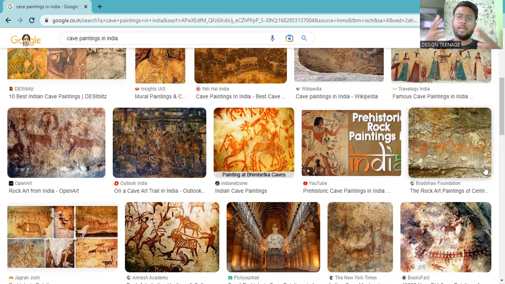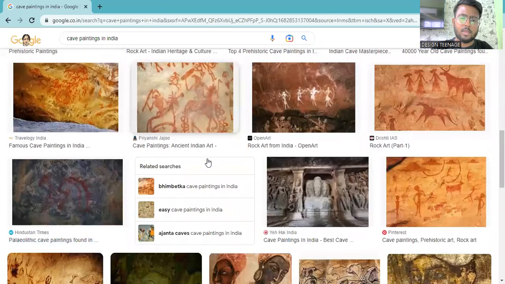The extracts were from the various pigments that are available in nature, from different plants. With the help of those pigments different colors were produced, and with that these paintings were done. So these are some of the beautiful examples of cave paintings, as you can see over here.